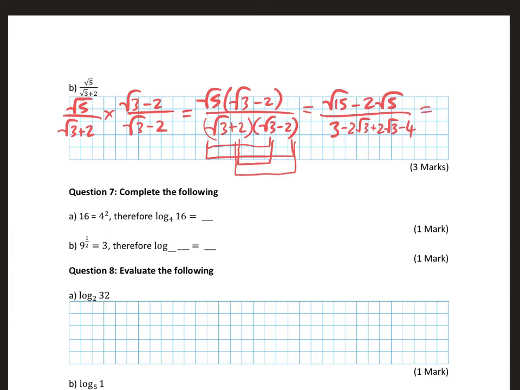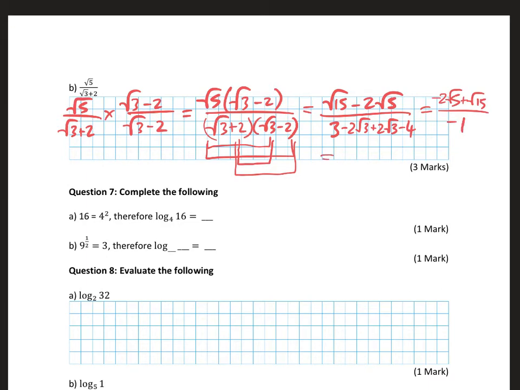So there's nothing I can do on the top. I'm going to reorder it though. I like to have the numbers at the front, so it's going to be negative 2 root 5 plus root 15 over negative 2 root 3 plus 2 root 3 cancels out. 3 take 4 is going to be negative 1.